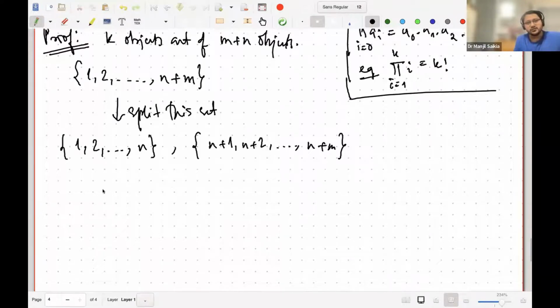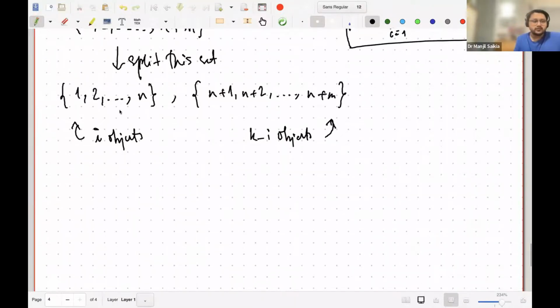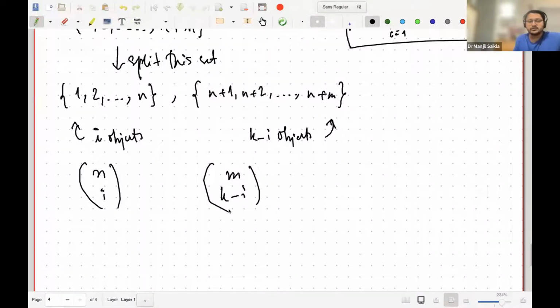So what I can do is, if I choose i objects out of this set, then to make k objects in total, I have to choose k minus i objects from this set. So how many ways can we do this? We can do the choosing of i objects out of this n element set in n choose i ways, and I can choose k minus i objects from this set. So this set has m elements, okay, because it starts from n plus 1 to n plus m, and this choice is m choose k minus i. So in total, I just need to multiply them together.